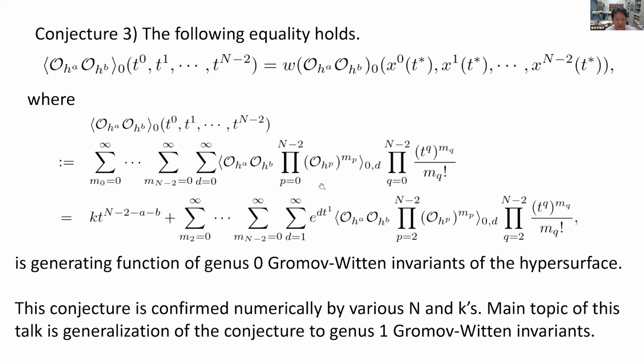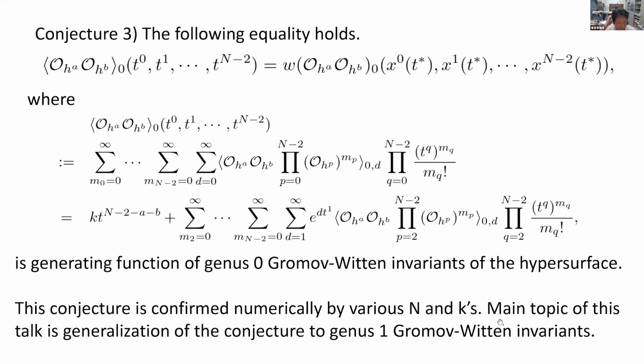In this case, Gromov-Witten invariants have many varieties, but this counts the number of rational curves in M_{N,k}, satisfying some kind of passing-through condition obtained from these operator insertions. So we can solve the curve counting problem by using linear characteristic residue integrals. And this conjecture is confirmed numerically for various N and k.